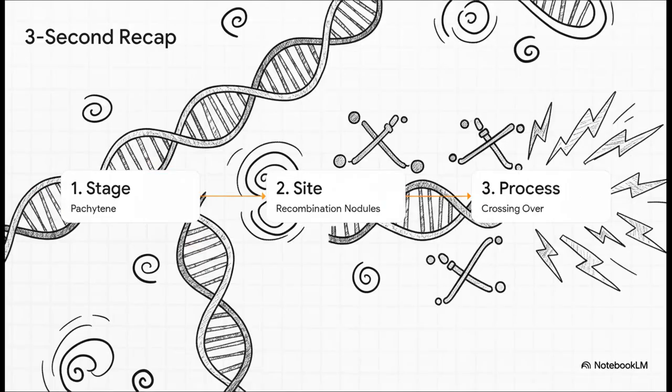Okay, let's do a super quick 3-second recap. Ready? The stage is Pachytene. The site is recombination nodules. And the process is crossing over. Boom. That's the sequence you need to know.